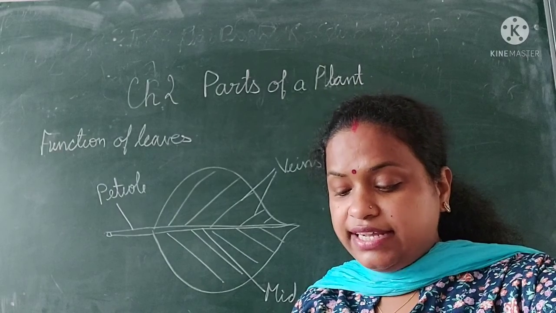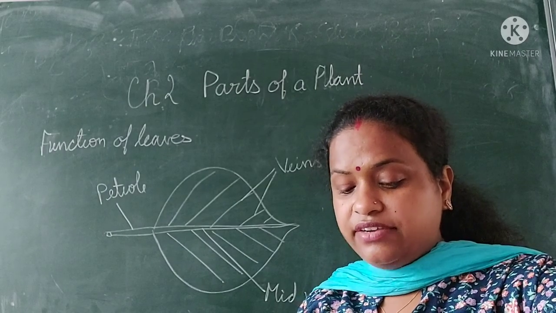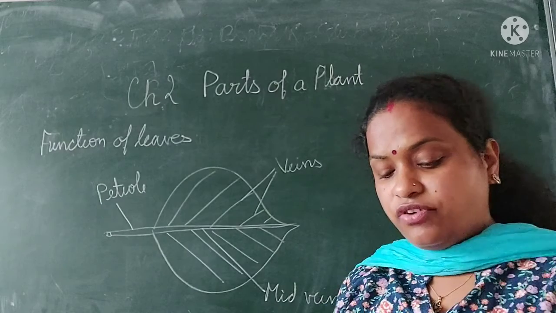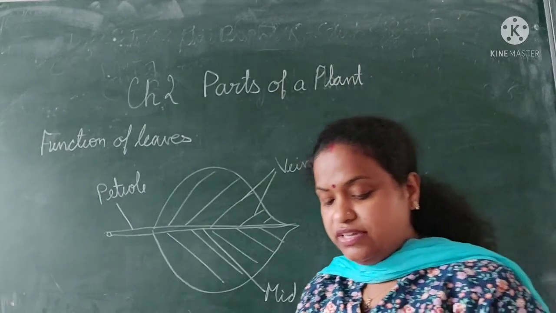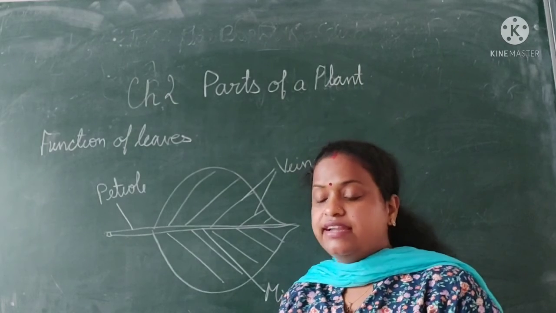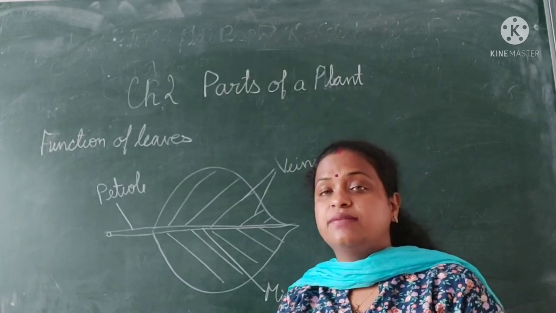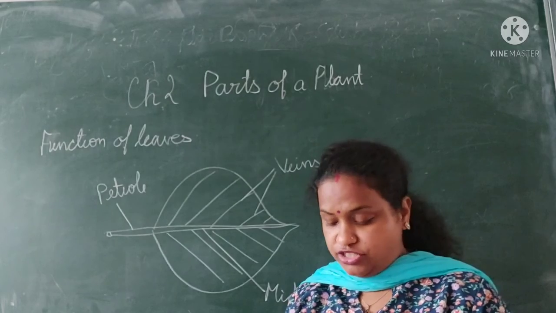If the plant absorbs water in excess, then this excess water is given off in the form of water vapor through stomata. The process of giving off excess water through leaves is called transpiration. There is some extra water present in the leaves, that is given off, and that is called transpiration.